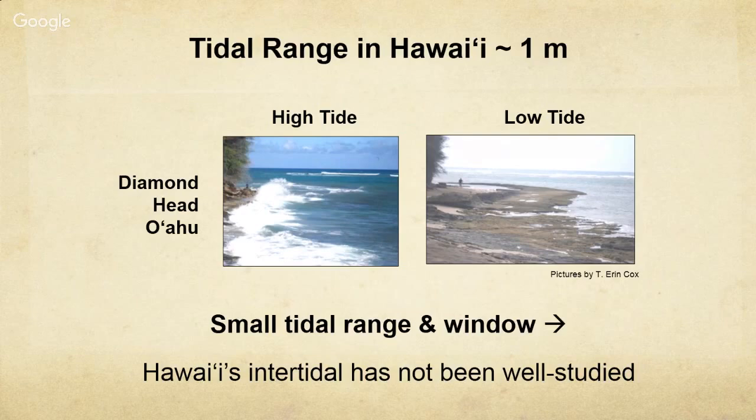While on the West Coast, it's more than that. It's a meter and a half, 2 meters, more or less. And we also have a small tidal window, meaning that the intertidal is only exposed for 2 to 3 hours per day, and really only in the spring when we have really good low tides during the day. So if you're a researcher and you want to study this environment, it's kind of hard to get to.